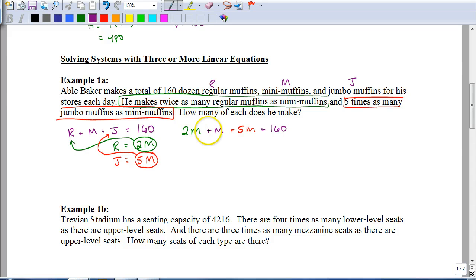Well, 2m plus m is 3m's, plus another 5m, well that's 8m's, equals 160. Divide both sides by 8, well, 160 divided by 8 gives me 20. So that means he's going to make 20 dozen mini muffins.